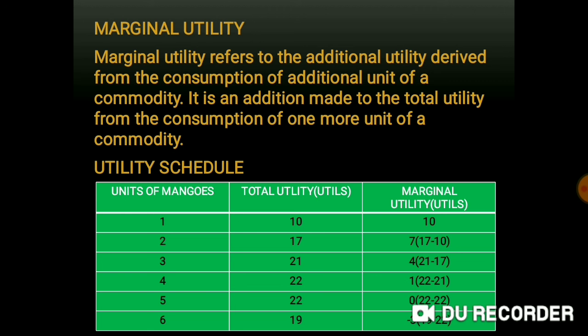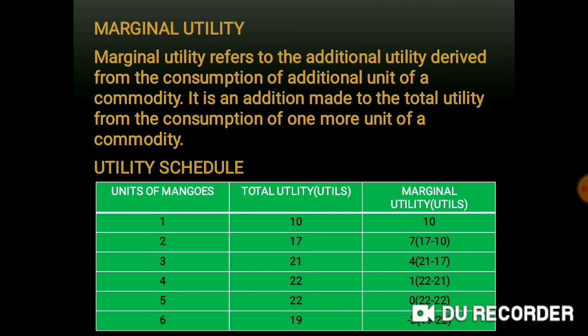So here we have been given the utility schedule. There are three columns, one for units of mangoes, another for total utility, which is measured in utils, and another for marginal utility, which is also measured in utils. One mango gives him the total utility of 10 utils, and marginal utility is also the same, that is 10 utils. Suppose he consumes 2 mangoes. So the total satisfaction that he gets from consuming 2 mangoes is 17 utils.